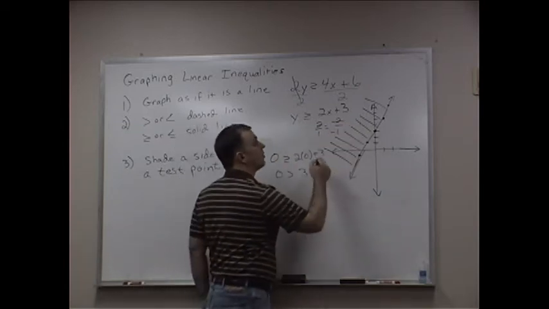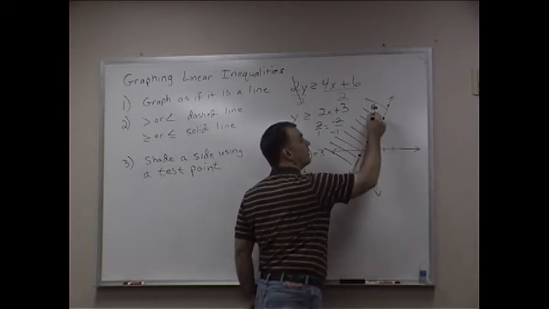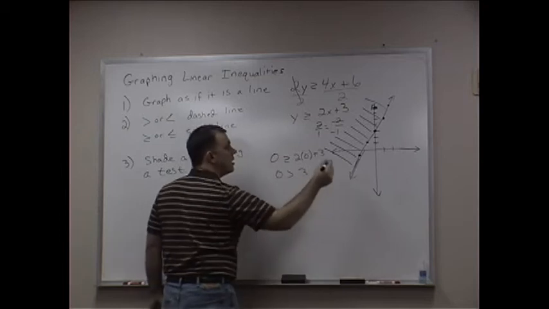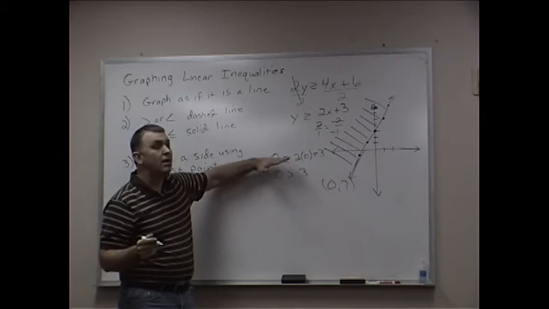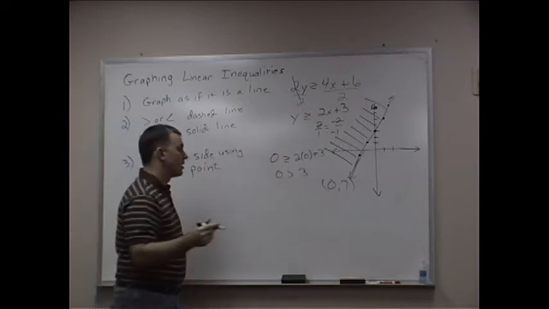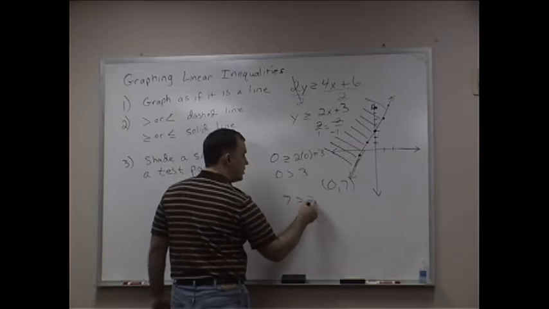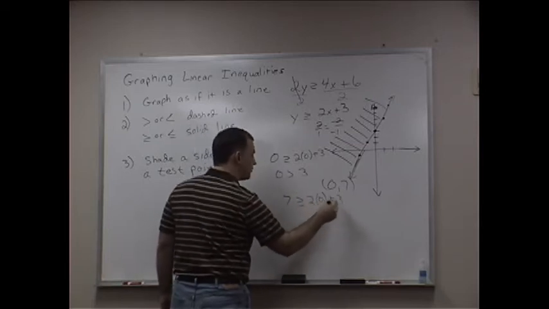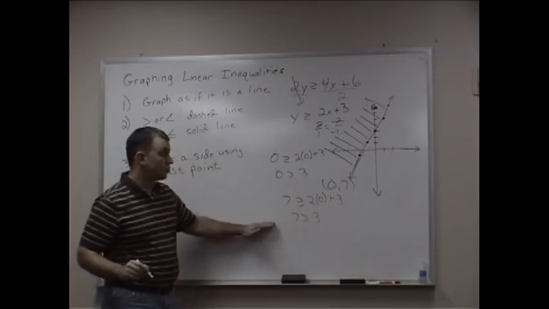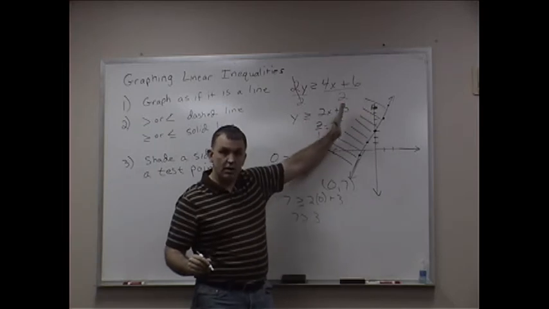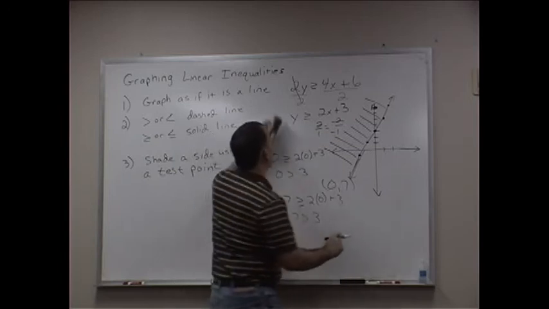Let's pick one. Let's pick one like, all right here. 1, 2, 3, 4, 5, 6, 7. 0, 7. If we pick 0, 7, this is just for demonstration purposes. I want you to see that it makes sense in the 0, 7 area. So 7 is greater than 2 times 0 plus 3. 7 is greater than or equal to 3. That's a true statement, and notice it's in the shaded area. The false statements are the unshaded area. Okay, that's one problem.